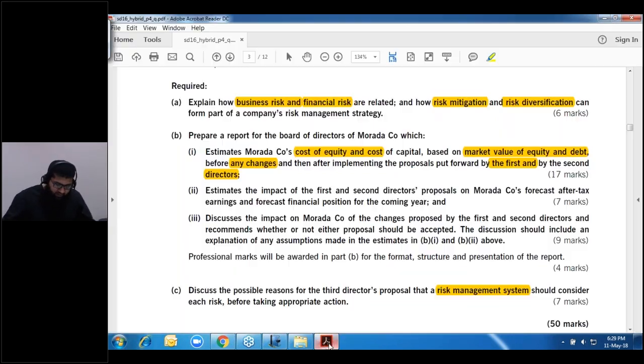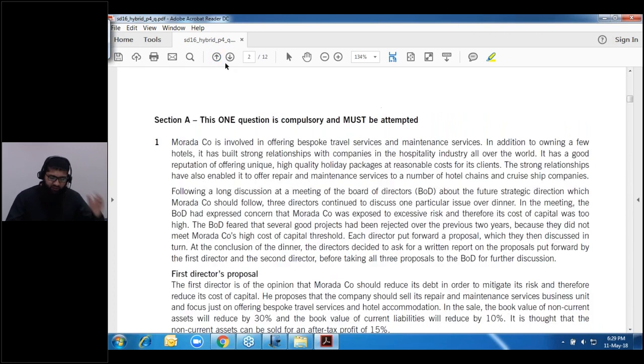Okay, so let's actually discuss this question. The question says Morada company is involved in offering bespoke travel services and maintenance services. In addition to owning a few hotels, it has built strong relationships with companies in the hospitality industry all over the world. It has a good reputation of offering unique high quality holiday packages at reasonable cost for its clients. The strong relationship has also enabled it to offer repair and maintenance services to a number of hotel chains and cruise ship companies. So what is their business? Their business is basically offering bespoke travel services and maintenance services, in addition to owning a few good hotels, and they've got relationships with companies all over the world.